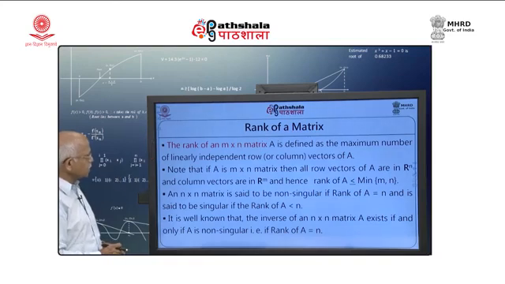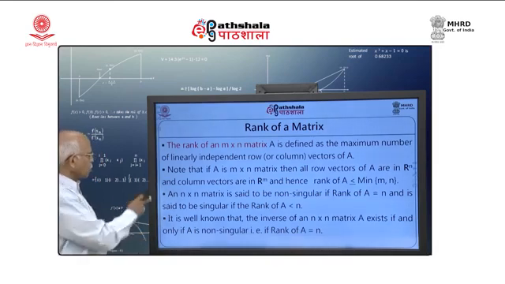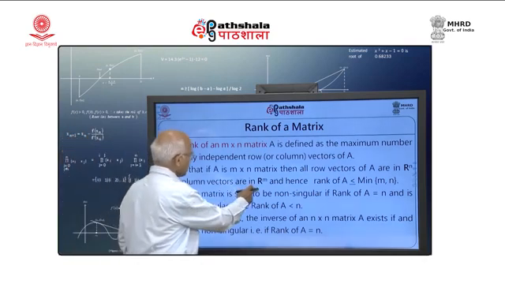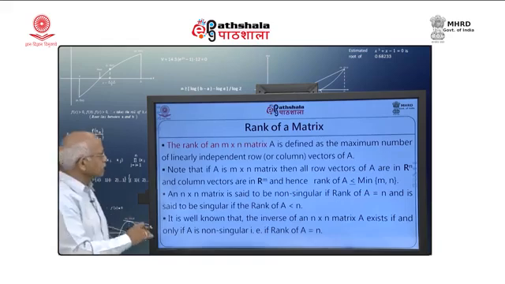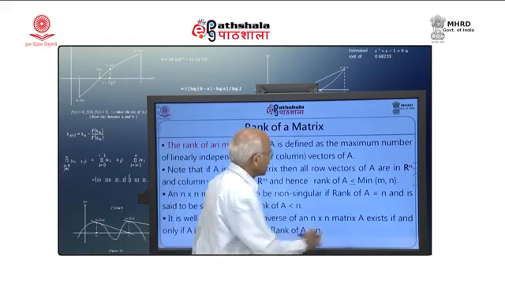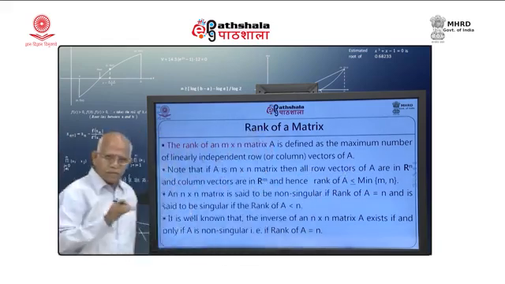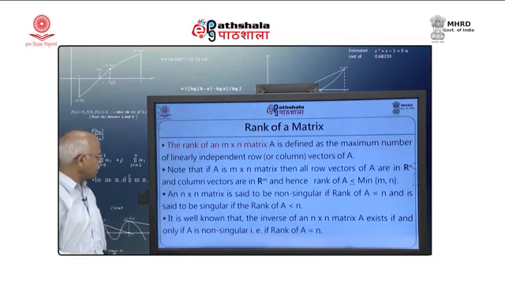Note that if A is an m cross n matrix, then all row vectors of A are in R^n and all column vectors of A are in R^m, and hence rank cannot be more than m as well as more than n, and therefore, rank has to be less than or equal to min(m, n).